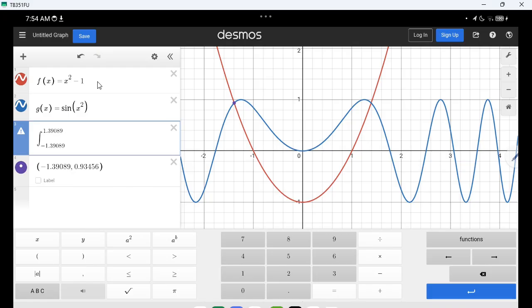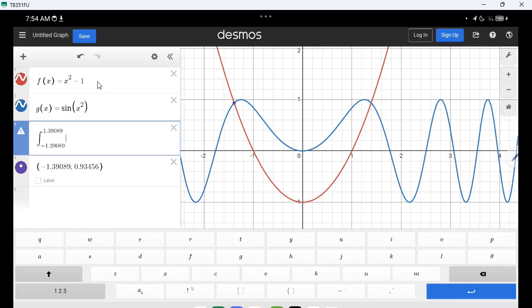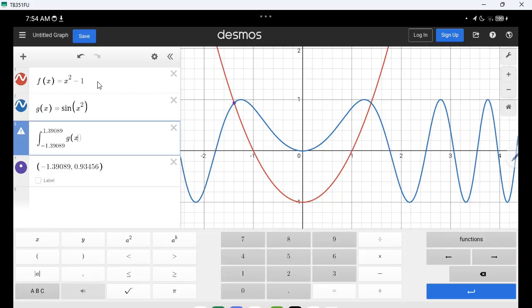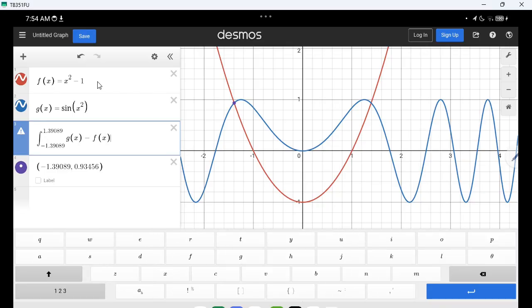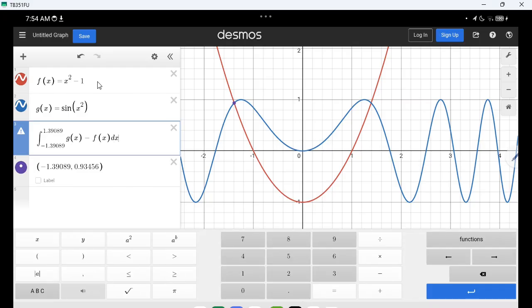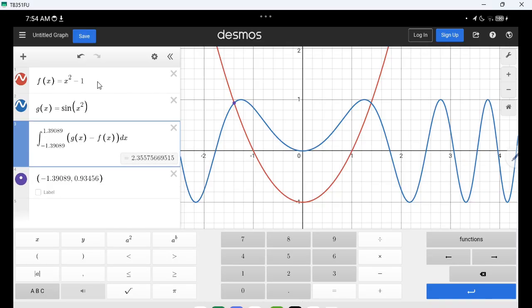So it does look like g is the higher function. So I need to type g of x minus f of x. It's probably going to yell at me because it wanted me to put that in parentheses. It is. And there's our answer.